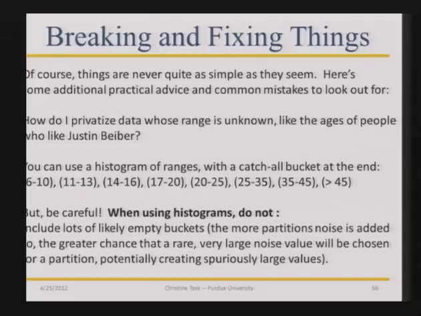Another thing you want to worry about: let's say that instead of cutting off at greater than 45, I kept going 45 to 55, 55 to 65, 65 to 75, and greater than 110 was my leftover bucket. Now the problem with doing this is I have lots of buckets that are going to be empty. And maybe all the data is nicely coalesced down around the teenage years, so those buckets are going to be robust to getting noise. They're going to survive getting noise added to them. And who cares about what happens to the empty buckets, right?